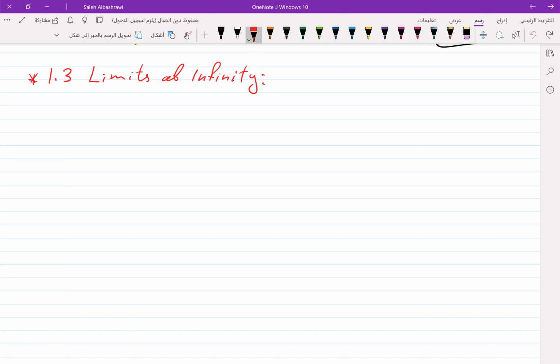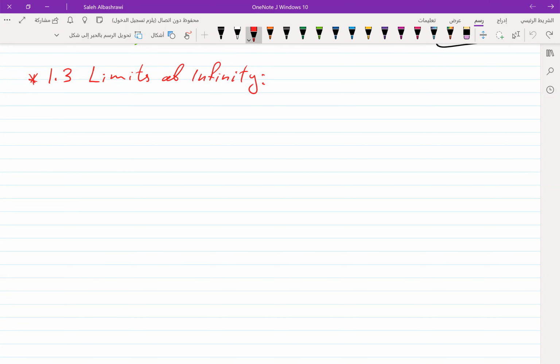In the last section, we discussed the limit at a finite number, that when x goes to some real number a, and we gave different types of examples. In this section, we are going to speak about the limit at infinity, how to find the limits at infinity. Before giving an example, let's start with some theorems and some rules for how to find the limits at infinity.